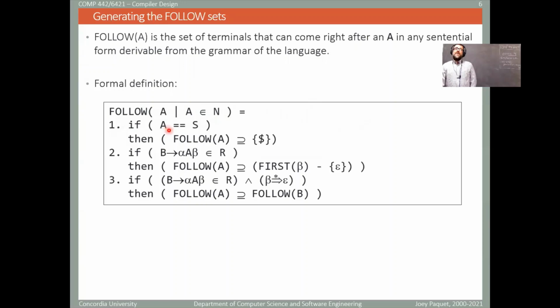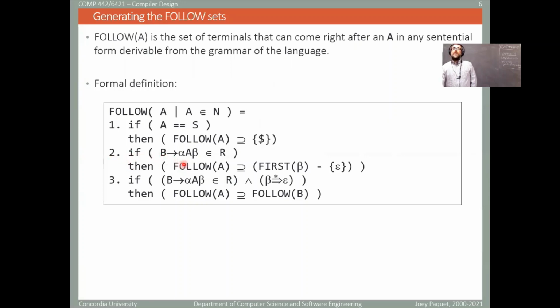First of all, if this non-terminal symbol is the starting symbol, then what can follow the starting symbol is the end of the program. So basically what it says is that if you successfully parse a program and you prove that this program is a valid program, there should not be tokens after the end of the program. The only thing you should find after the program is the end of the file. That's basically what this rule says. Pretty simple.